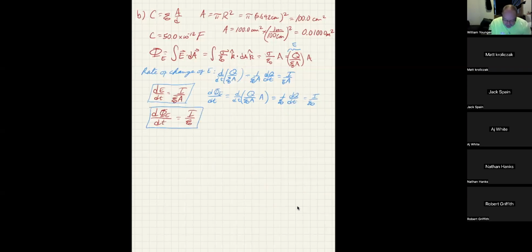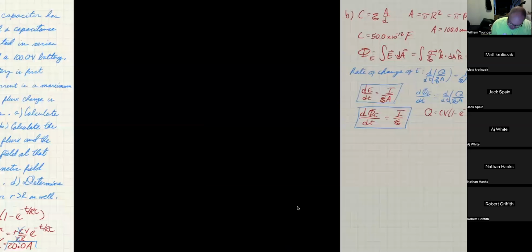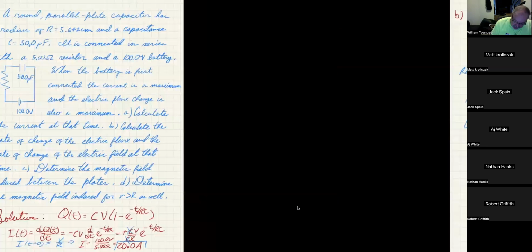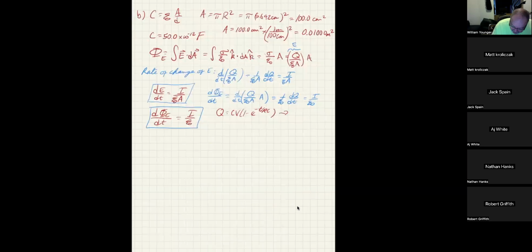Well, that's okay. We know that Q is equal to CV times 1 minus e to the negative t over RC. And we've already computed that down here. Remember, we got basically dq dt is equal to V over R times e to the negative t over RC. So that gives us dq dt evaluated at t equals 0, which was equal to 20.0 amps.